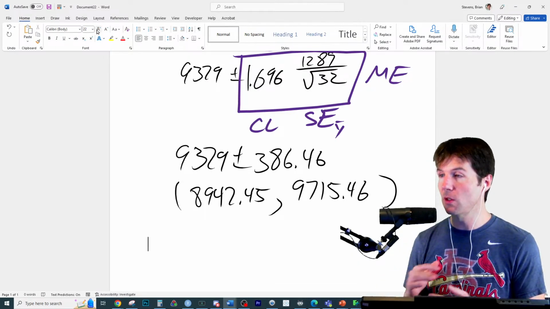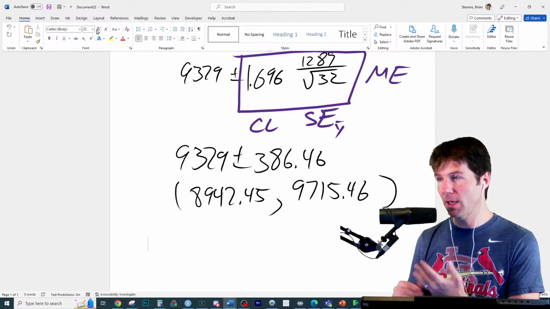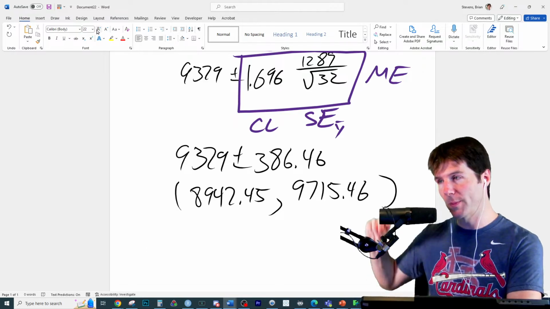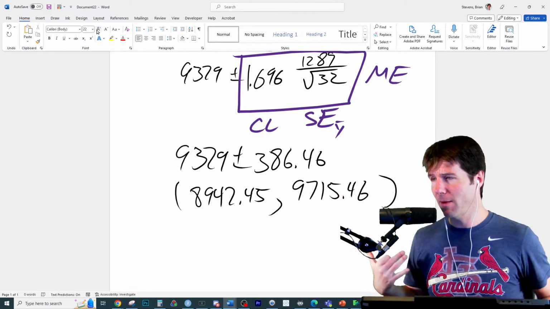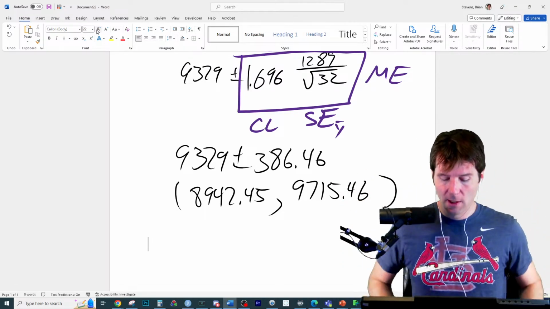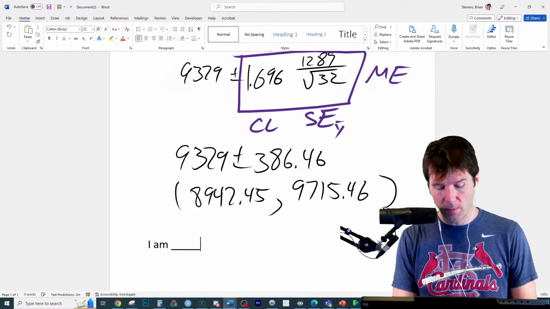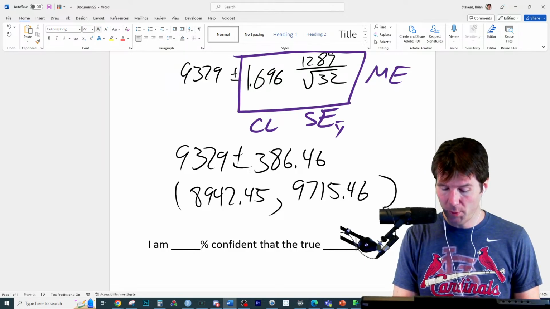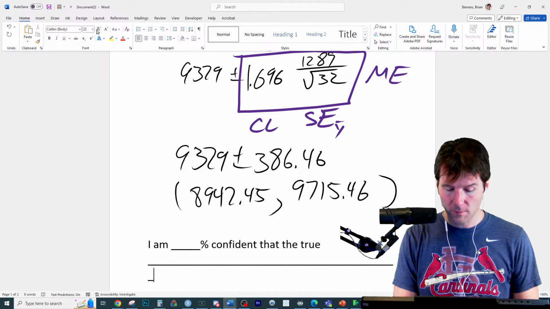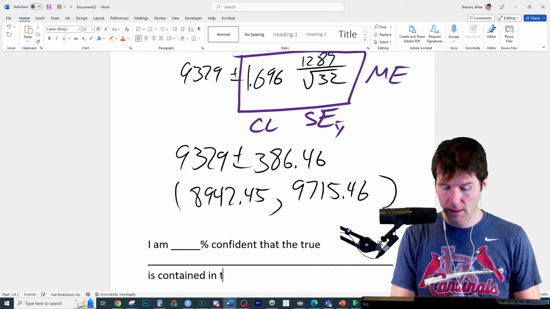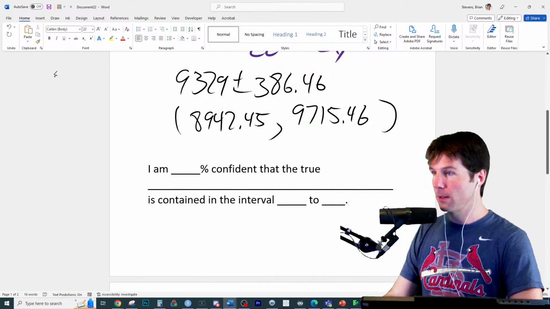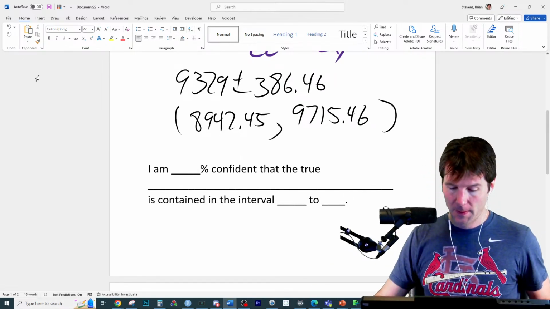So if you're watching these videos and you want to get good for the test, they might not have us interpret this, but we need to interpret the interval every time and know how to do it and just be like, easy. It's the average loss people had. I can do this. So we say I am blank percent confident that the true blank is contained in the interval blank to blank. So what in the world are we going to say right here? Is the average loss people had.